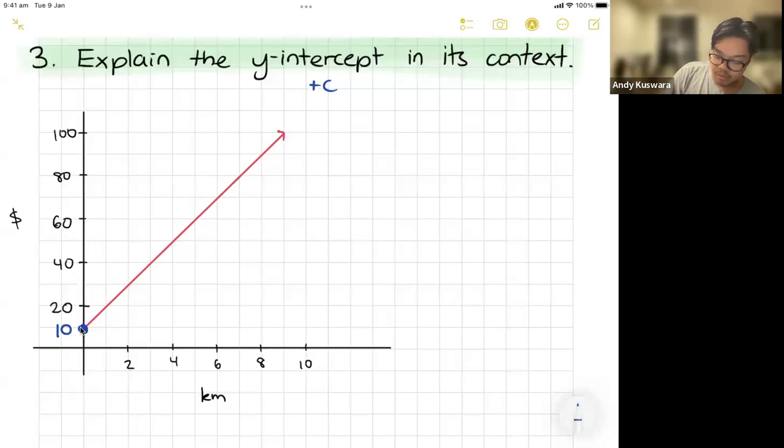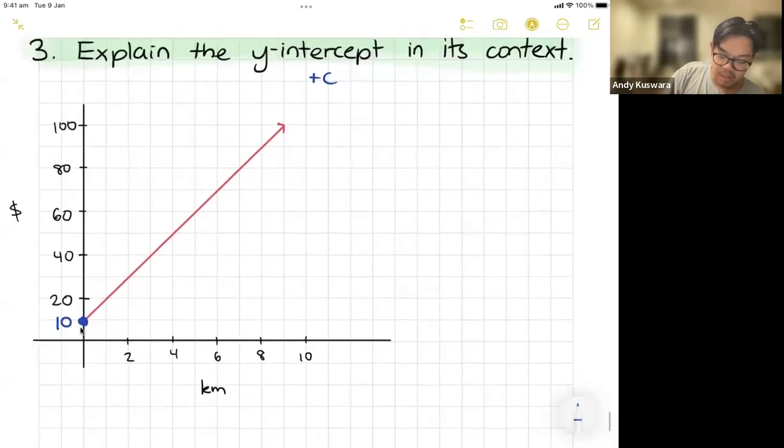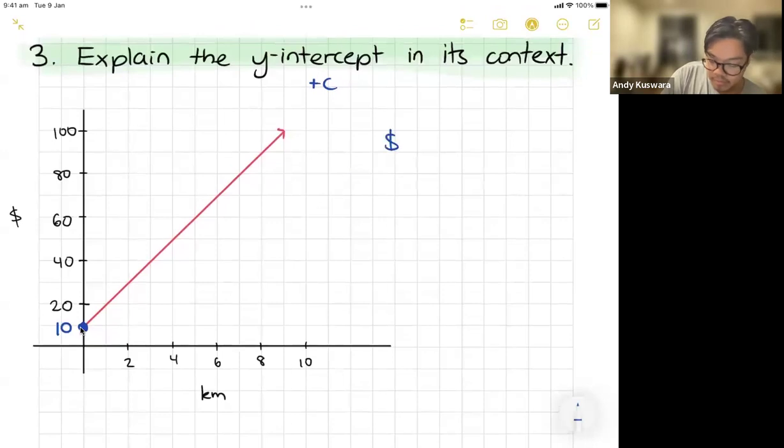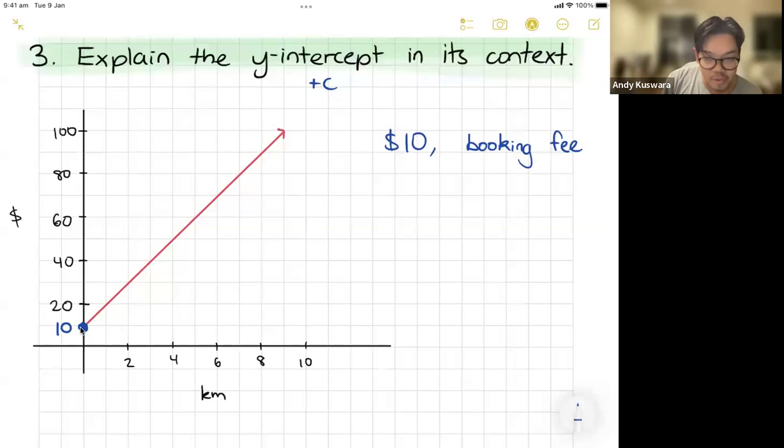Sometimes what they'll say here is that $10, it could be what we call a booking fee. So sometimes if you hire someone to do a job, even before they work on it or before they make anything for you, there's an upfront cost. Could be a booking fee. Sometimes if it's like taxis, we call that a flag fall. And they're essentially the same thing. It's a booking fee. We just call it different things.